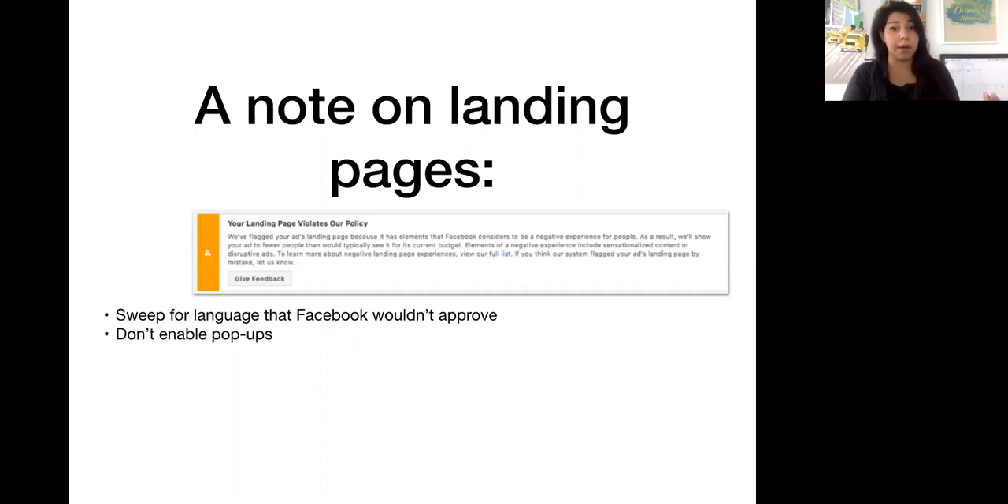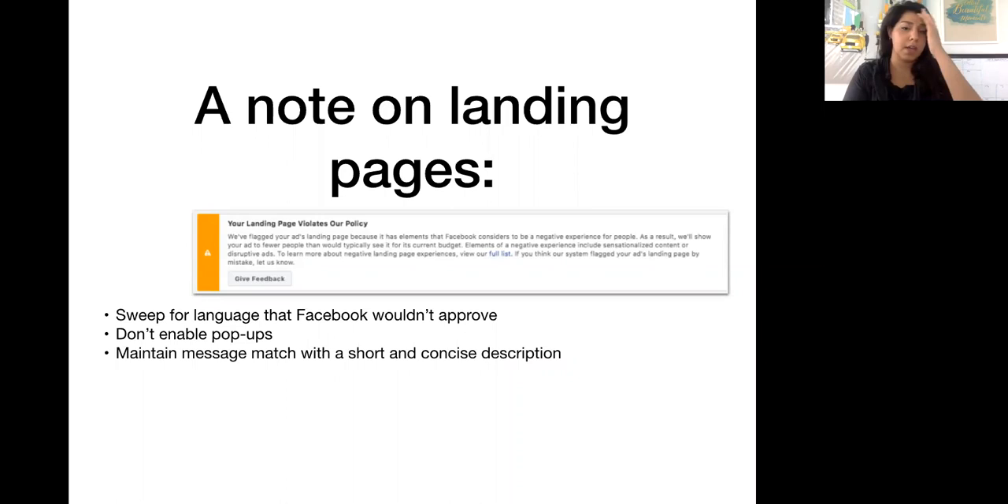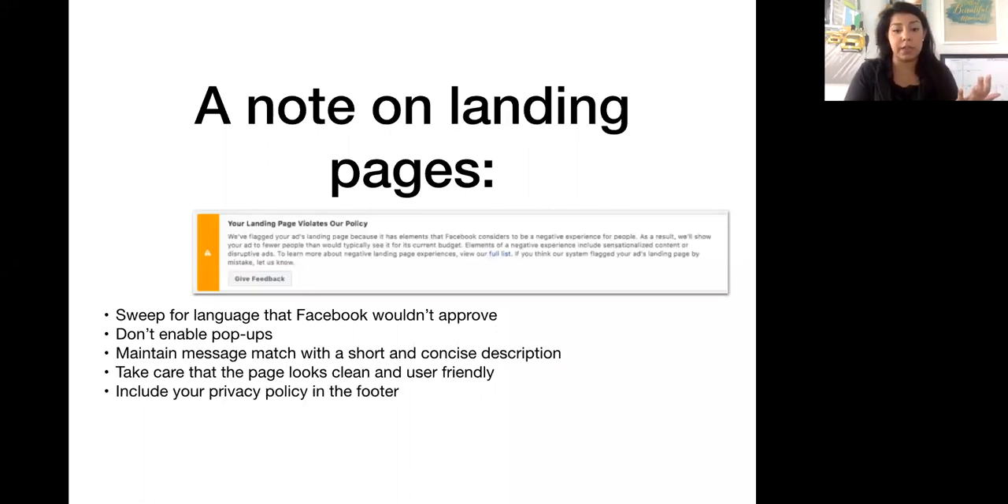Don't enable pop-ups. Facebook doesn't love that. Google hasn't loved that for a long time. Facebook also doesn't enjoy it. Maintain message match with a short and concise description. She'll show you what that looks like on the landing page, but don't send an ad to a landing page that doesn't seem to fit or be relevant. None of us would do this because we understand message match. Take care that the page looks clean and user-friendly, and include your privacy policy in the footer.